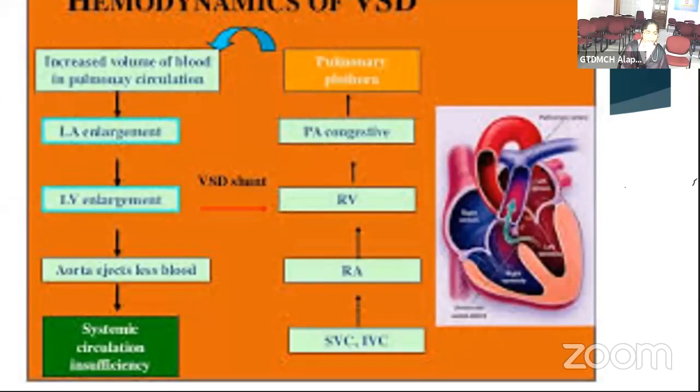Now, coming to the hemodynamics. So there is a defect in the interventricular septum between the RV and the LV. So the blood shunts from the LV to the RV, and this blood enters the pulmonary artery, causing increased pulmonary plethora. The increased pulmonary blood flow returns to the left atrium, and from there across the mitral valve, it reaches the left ventricle. So here there is enlargement of the pulmonary artery, the LV and the LA.